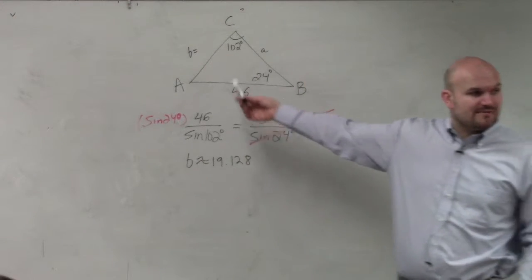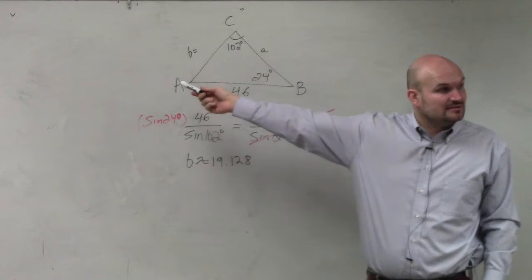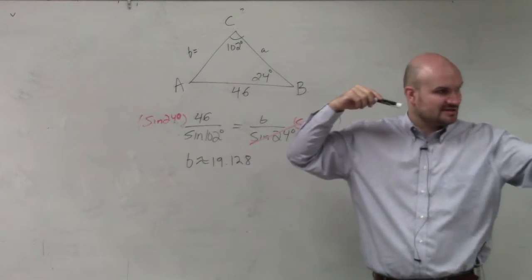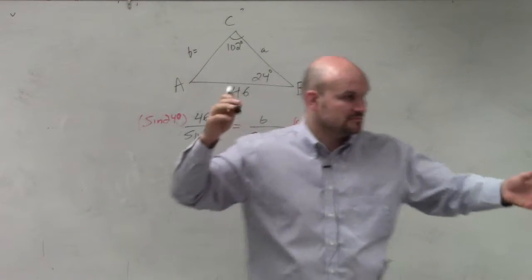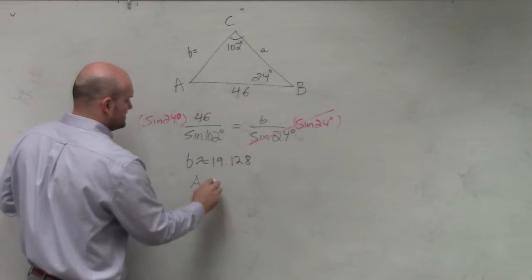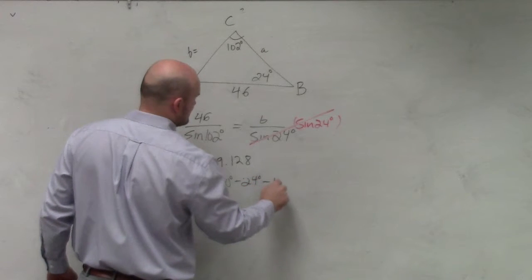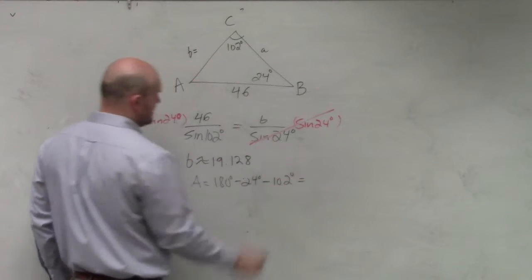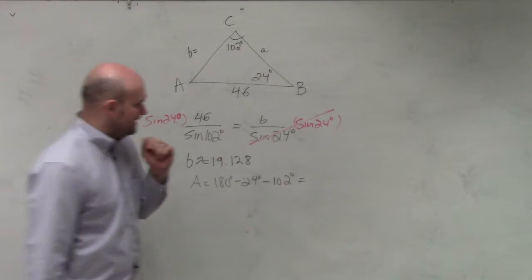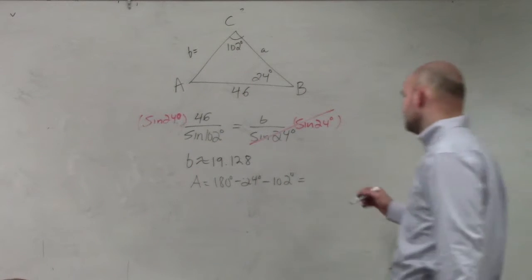But now we have an issue. If we need to figure out A, we don't have the side or we don't have the angle. But there's something from geometry we remember for how to find the angle. Yes, Connor, you remember? All 3 angles add up to 180. So you can say A is equal to 180 degrees minus 24 degrees minus 102 degrees. So therefore, A equals 54.